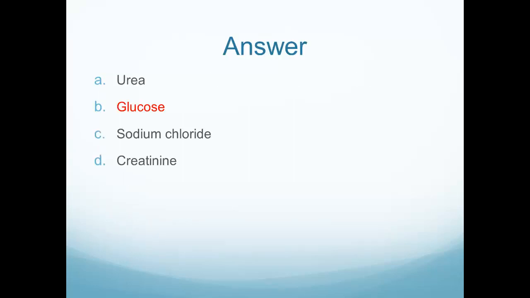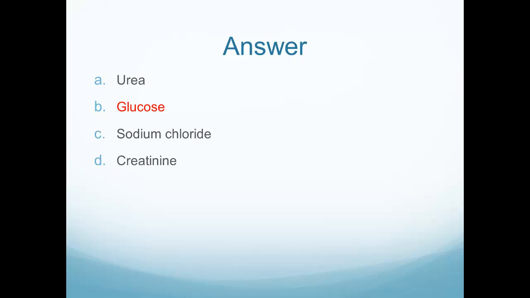Well, if you said glucose, you would be correct. An abnormal constituent of urine would be glucose. Glucose doesn't usually end up in the urine. The reason why glucose might end up in the urine would be that the glucose level is very high. The kidneys have a cutoff or a threshold for glucose. If the glucose level gets above 250, then glucose starts spilling out of the urine.